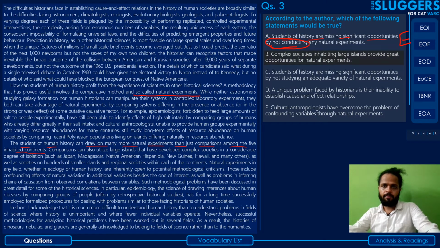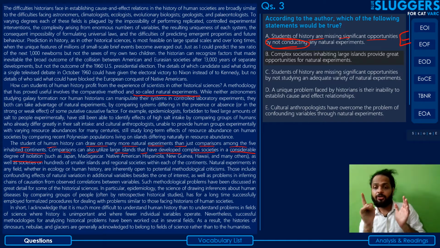Option B, complex societies inhabiting large islands provide great opportunities for natural experiments. This option has been distorted by omitting the most important part with respect to this point when the author mentions it. This is where the author talks about it. He says that comparisons can also utilize large islands that have developed complex societies in a considerable degree of isolation. That's the most important part. Complex societies that have developed in a considerable degree of isolation. The isolation part was the most important part, and the option totally omits that part.